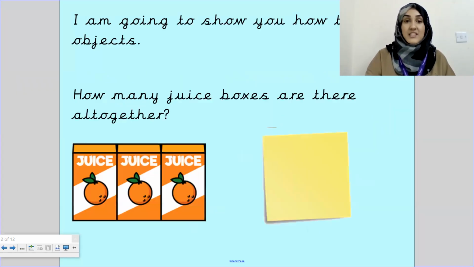Now, there is a special way that you tally something. So tally is basically like a verb. It's a doing word. It's something that you do. And I am going to show you how it's a way of counting objects.